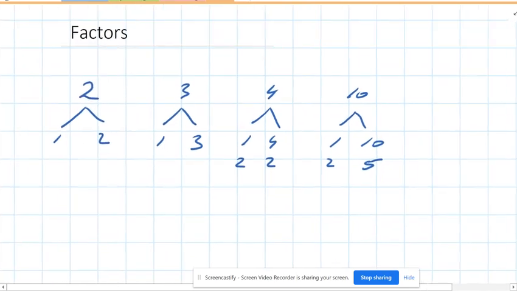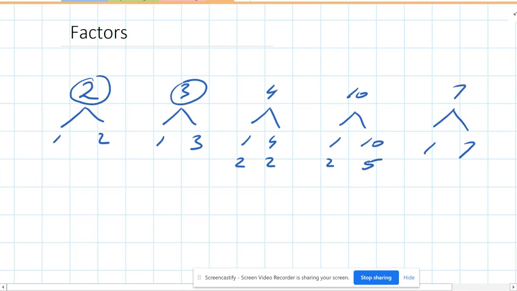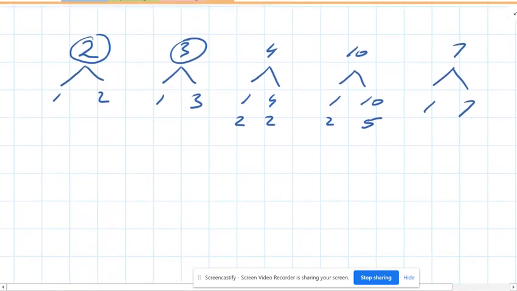And obviously, any numbers that have only themselves and 1 as factors are called prime numbers. So these, for example, are what's called the prime numbers, 2 and 3, etc. 7 is another one, 1 by 7. Now, other numbers, of course, have loads more factors.